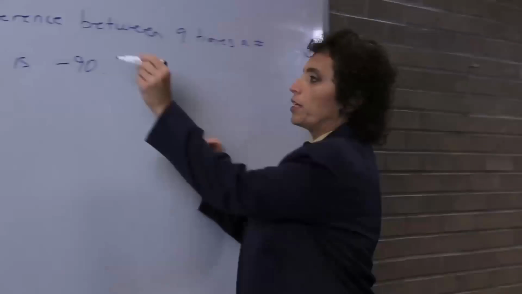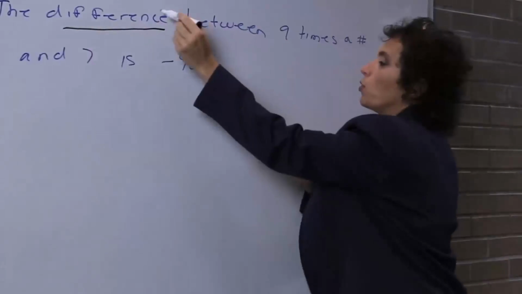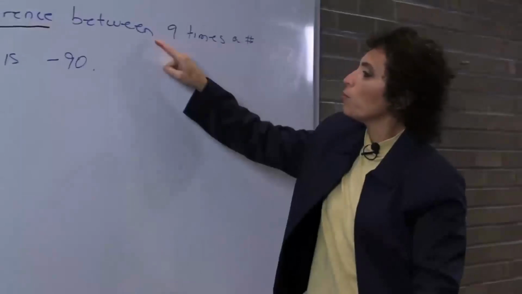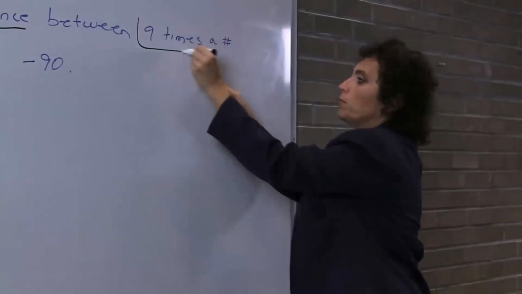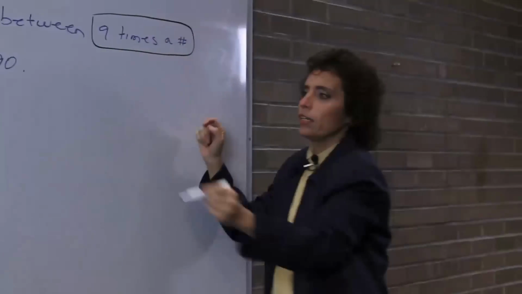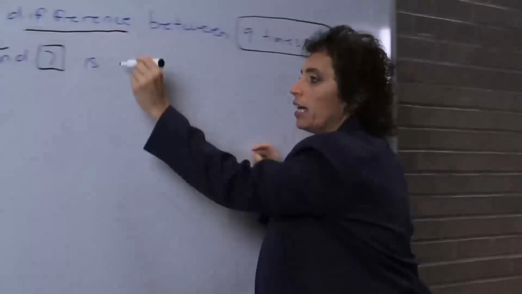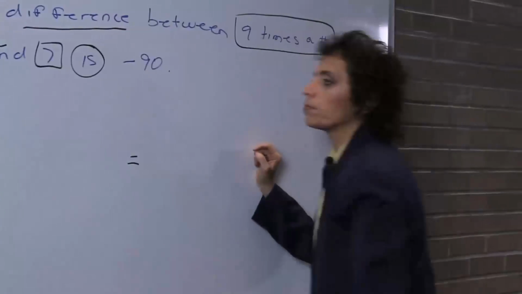Okay, we have the word difference. Now we're going to find the word "and." Oh, here it is. There's my minus sign. Okay, difference between 9 times a number, that's on one side of the word "and," 7, that's on the other side of the word "and." Here's our is again, so that's our equals.